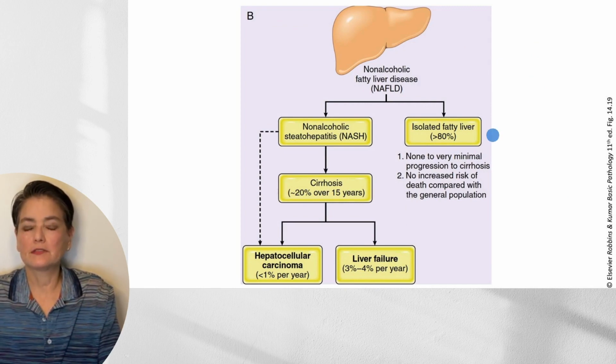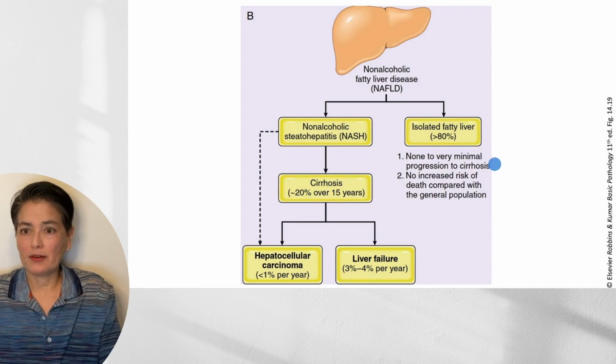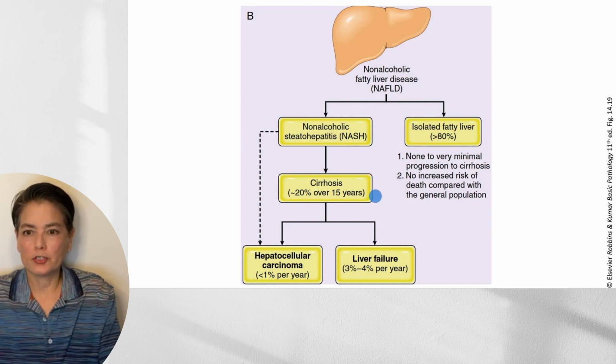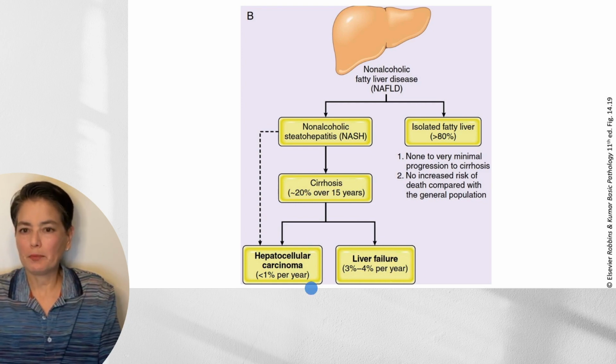non-alcoholic fatty liver disease. So in more than 80% of patients, they will have isolated fatty liver with none to very minimal progression to cirrhosis and no increased risk of death compared to the general population. However, there's a subset that will progress to non-alcoholic steatohepatitis or NASH, and of these, about 20% will convert to cirrhosis over a 15-year period. Those with cirrhosis, 3 to 4% will undergo liver failure every year, and less than 1% will develop hepatocellular carcinoma.